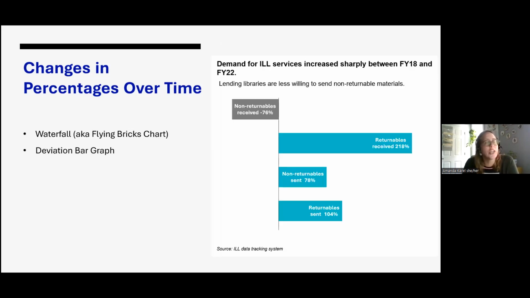Another way to show changes in percentage over time is with a deviation bar graph. This is a bar graph with bars going in the negative or positive directions to show what change has occurred. This is really helpful when you want to give a sense of how much is growing and how much is decreasing as opposed to overall trajectory over time. So here would be the change where demand is increasing and decreasing on an ILL service.